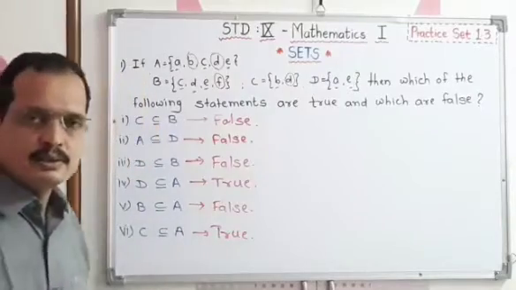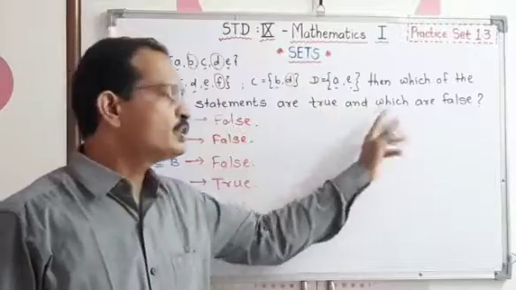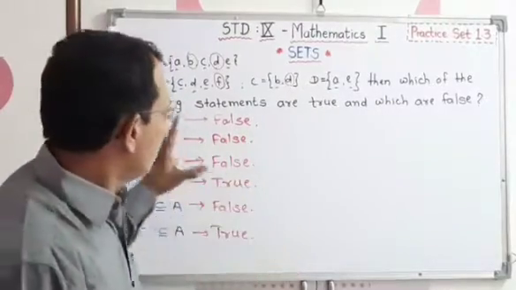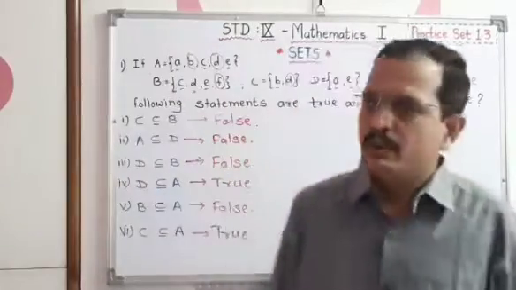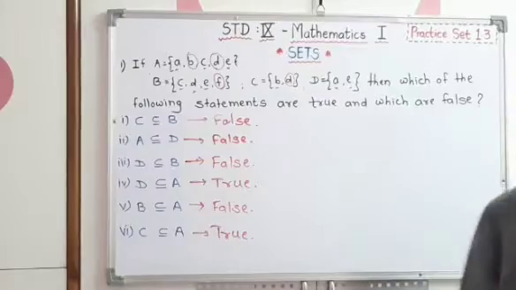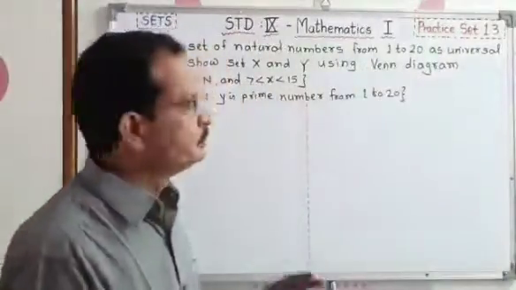In this sum, we only have to say whether the statement is true or false. No need to write any reason. Now take down this sum clearly. Let's start with the second sum.